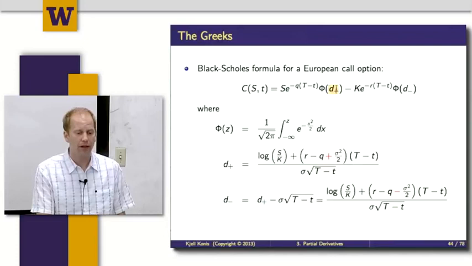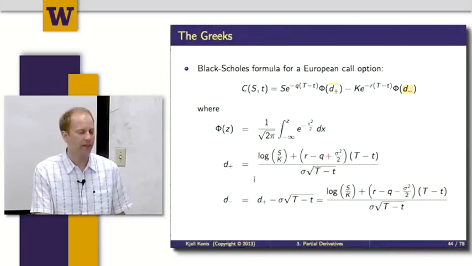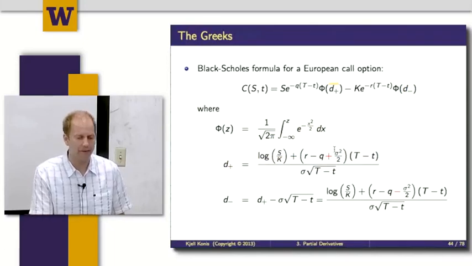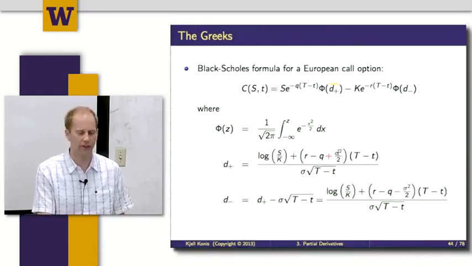So we had a d plus in the first term of the pricing formula. We have a d minus in the second term of the pricing formula. And these two functions are very similar. Where they differ is just that d plus has a plus sigma squared over 2 in this part here.